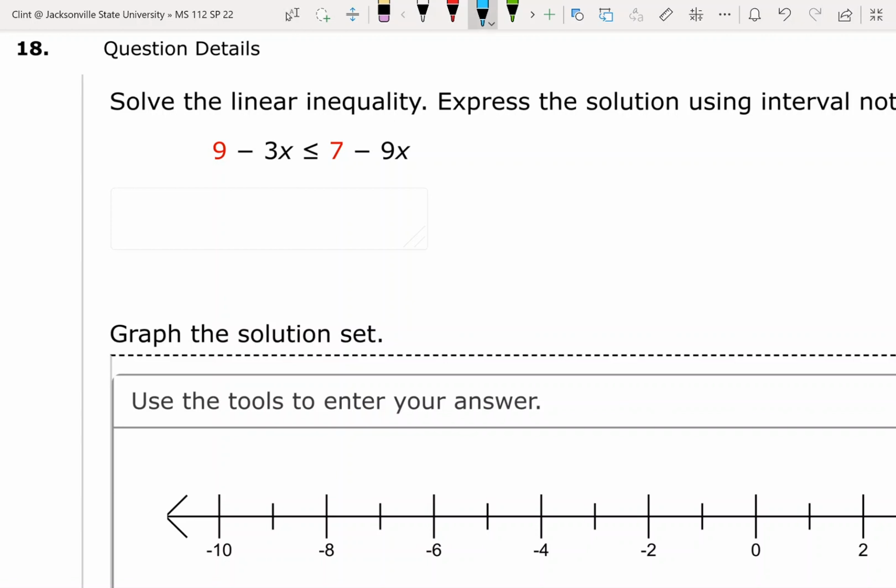Let's see. A couple of moves we've got to make. I like my x to be on the left side with inequalities, so I'm going to add 9x to both sides. Negative 3x plus 9x gives me 6x. Then I can subtract 9 from both sides. So 6x is less than or equal to negative 2.